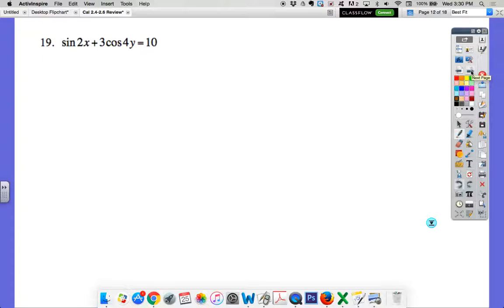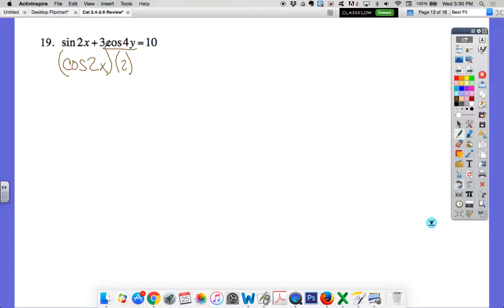Let's see here. 19 gets a little bit more interesting because we throw in some trig functions. But don't fret, you can handle this. First term is just sine 2x. Well, you can do the derivative of sine. Derivative of sine is just cosine. Cosine the exact same angle. But since your angle's not x, you have to do the derivative of your angle, which happens to be 2.